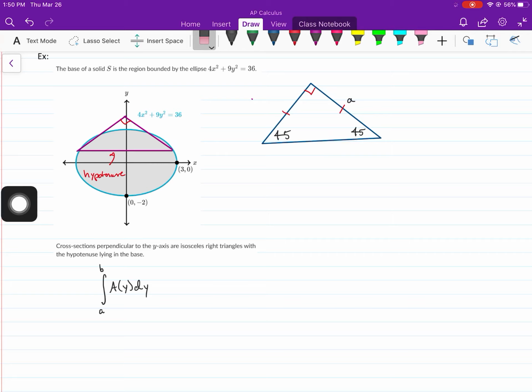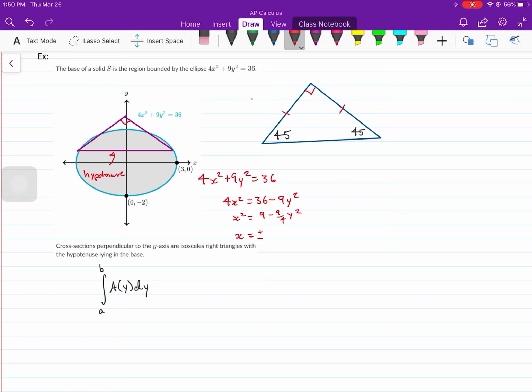So I'm going to keep that up because it is an isosceles right triangle just like we have here. We know these are 45-degree angles. These are both the same side measure. So what in the world is this length? Well, let's just go ahead and solve for x. 4x squared plus 9y squared equals 36. So we'll have 4x squared equals 36 minus 9y squared. Divide by 4, so x squared equals 9 minus 9 over 4 y squared. And so x equals plus or minus the square root of 9 minus 9 over 4 y squared.